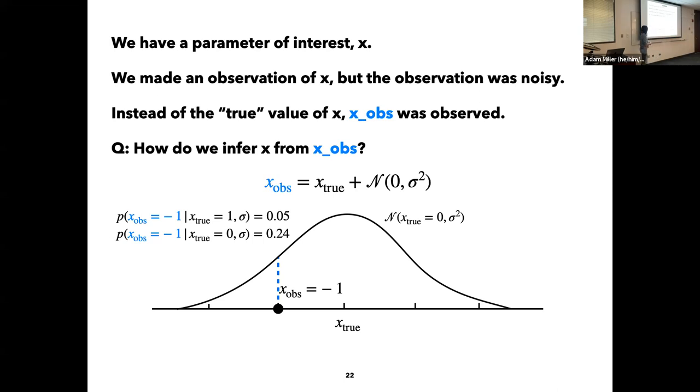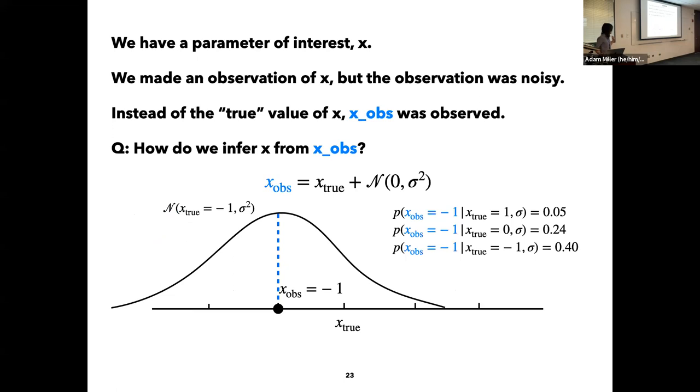So what this likelihood is trying to calculate is just the probability of the data given some parameter of interest, x true. And we can do the same, let x true equal to minus 1, then it peaks at 0.4. And we can do the same calculation for all the possible x true values. So the whole thing here is just our likelihood.